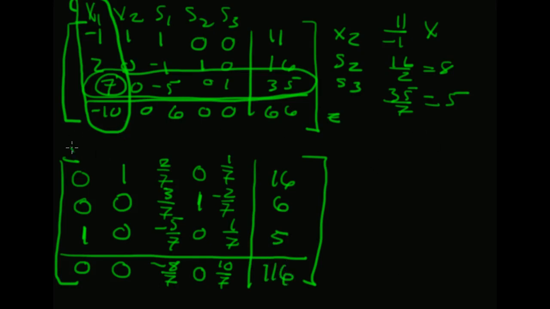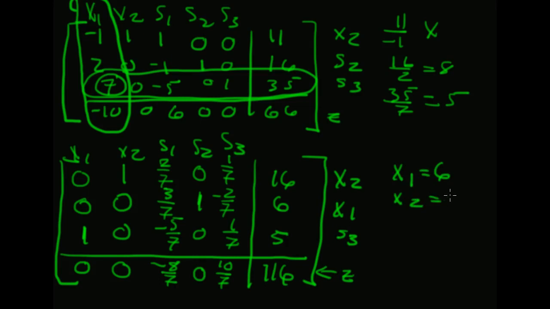Okay, so what did we do? X1, X2, S1, S2, S3. This is still X2, right? This is now X1 and this is S3. This here is Z. So we pivoted again. All right, so x1 is now at 6, x2 is at 16, s3 is at 5, and z is at 116. Okay, so oddly enough, we are still not optimal here.